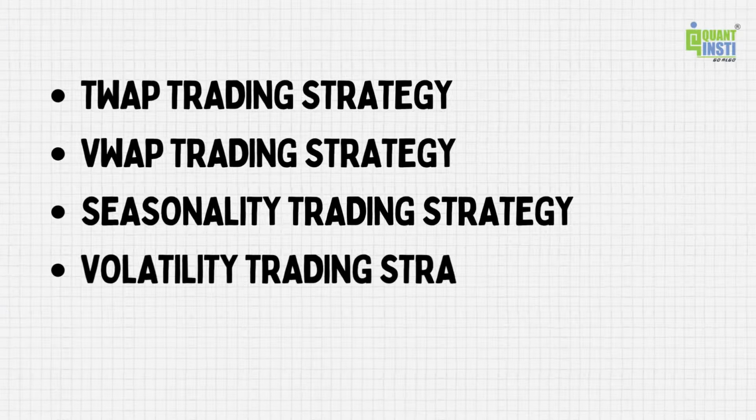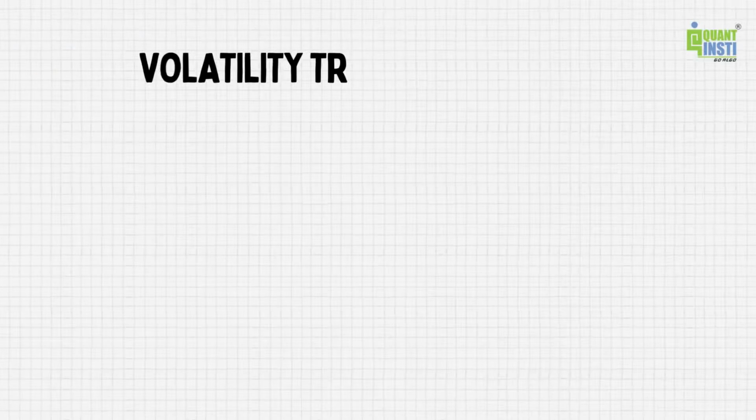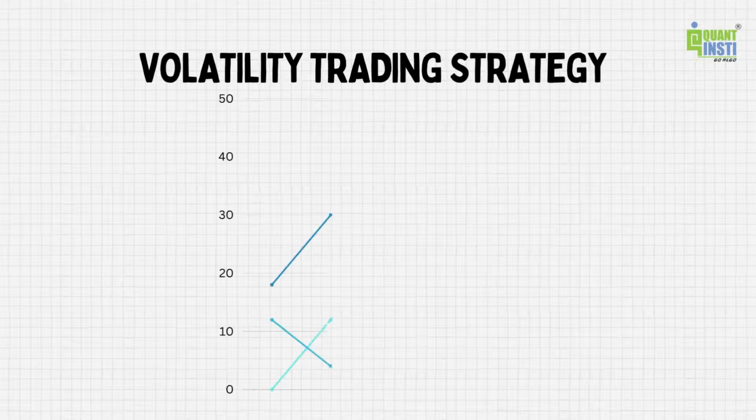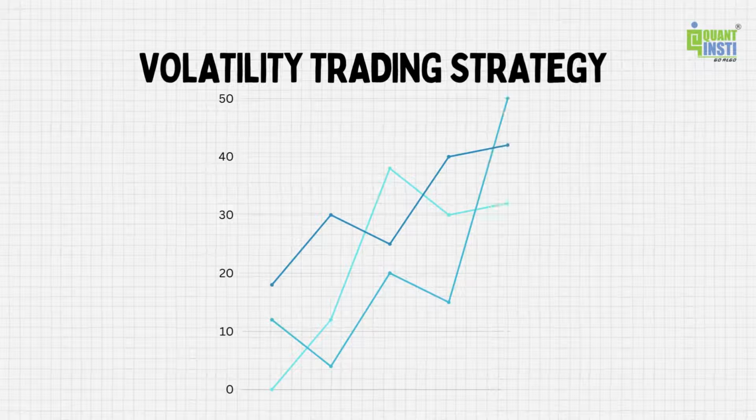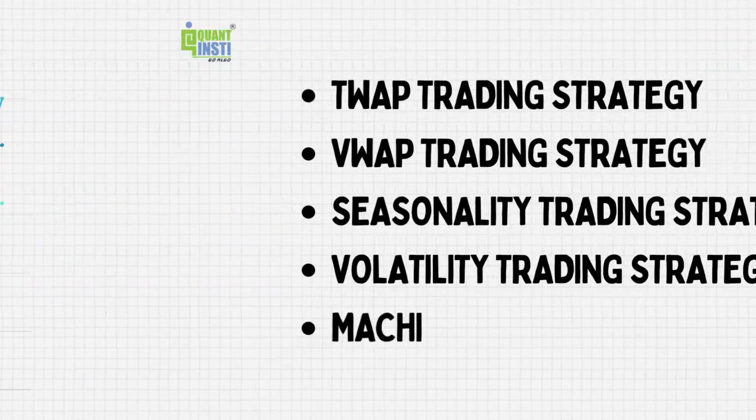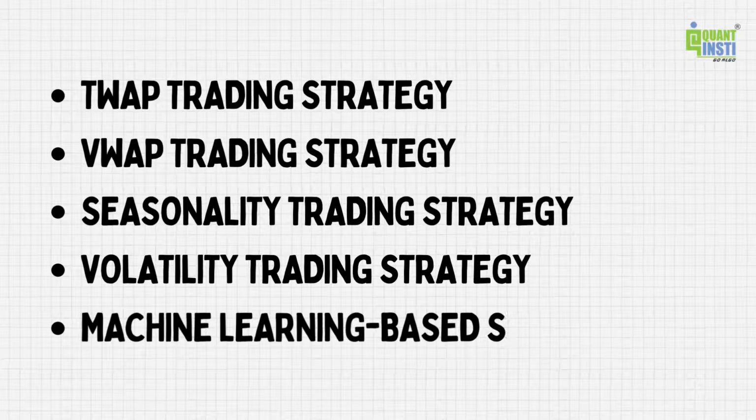The volatility trading strategy. The volatility trading strategy focuses on profiting from changes in volatility levels. Traders employing volatility trading strategies use options, futures, or other derivatives to take positions based on their expectations of future volatility. An example of a volatility trading strategy is the volatility breakout, which aims to capture large price moves following periods of low volatility.